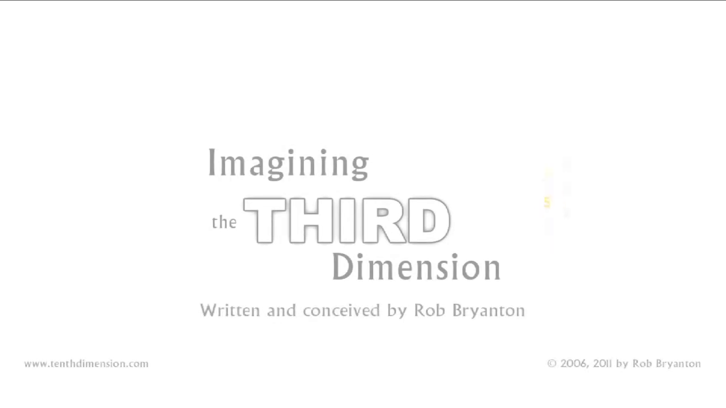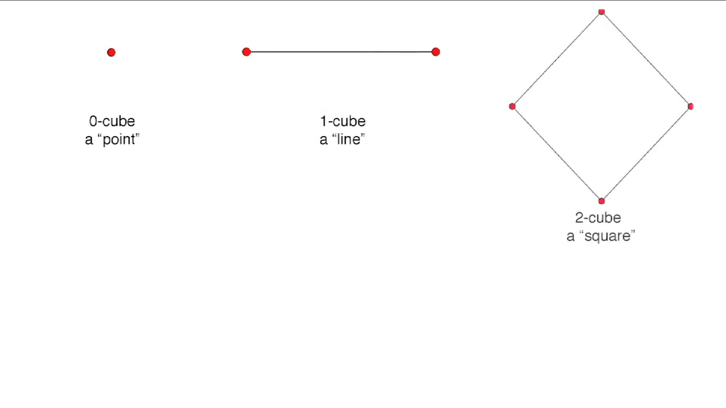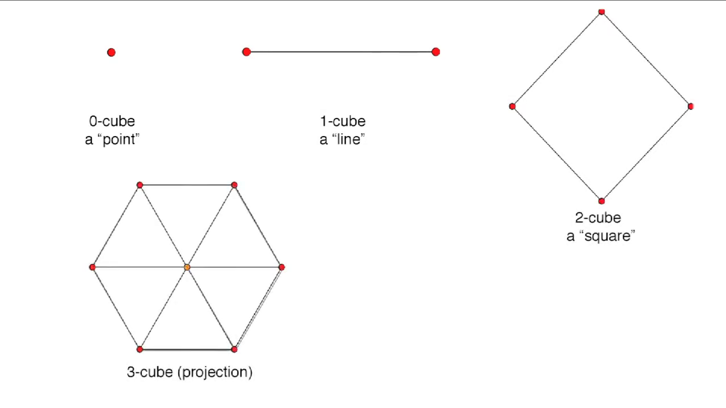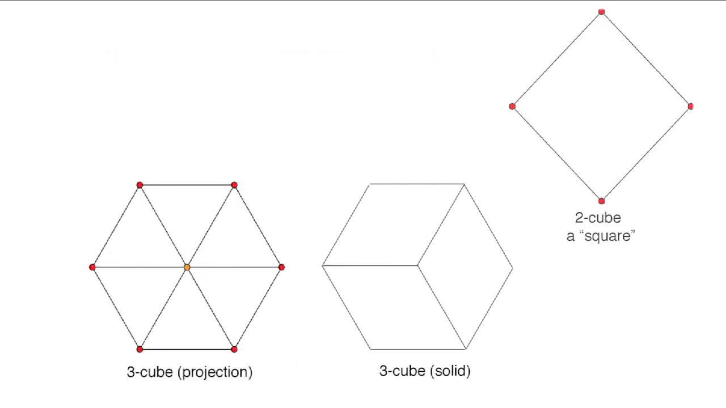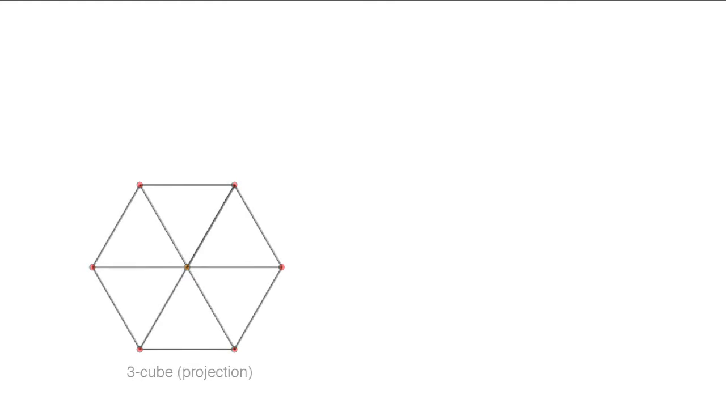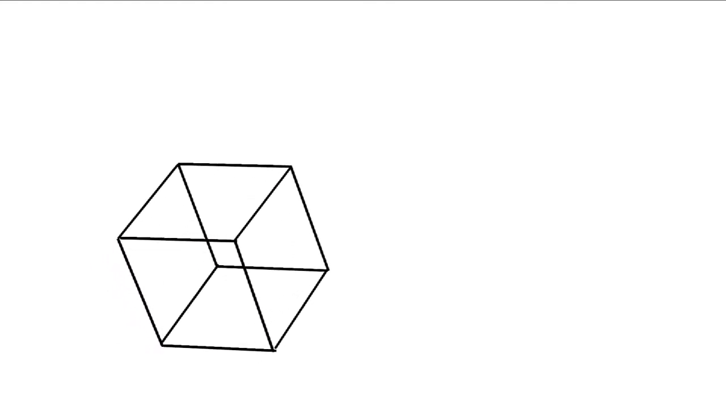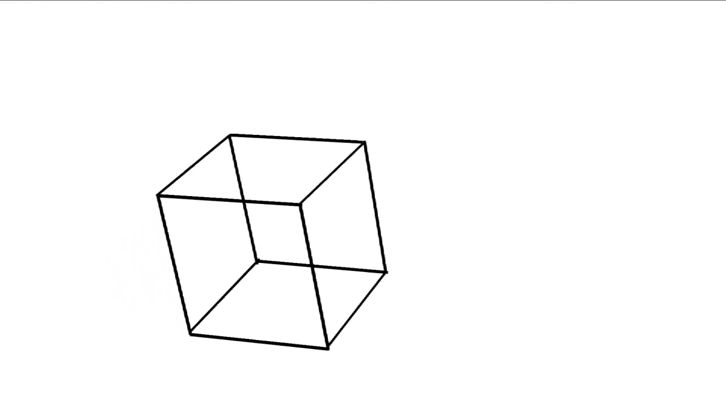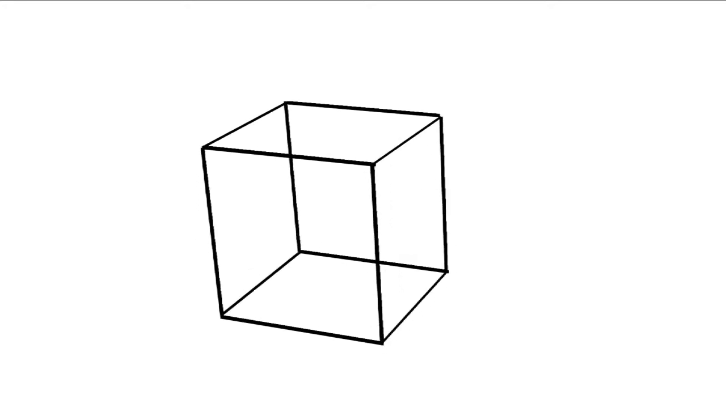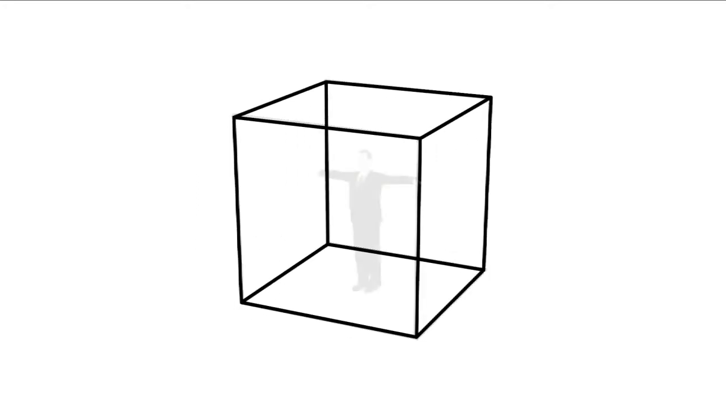Imagining the third dimension. Some people dismiss discussions of the second dimension, saying it would be impossible to see something with no depth. What if I told you the third dimension is also impossible for us to see? In my original Imagining the 10th Dimension animation, I said that imagining the third dimension should be the easiest for us, since that's what we see around us every day. But there is a problem here.